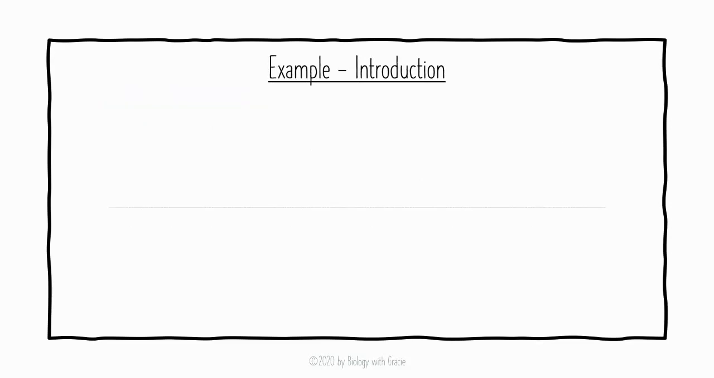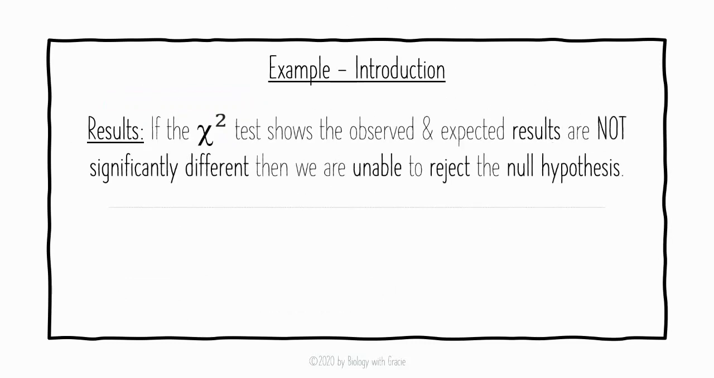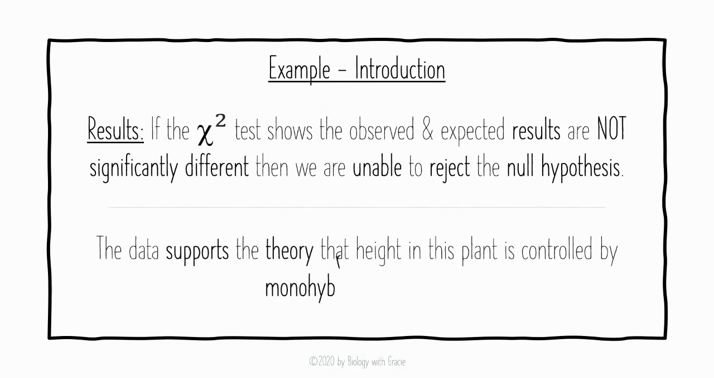We then have our results. If the chi-squared test shows that the observed and expected results are not significantly different, then we are unable to reject the null hypothesis. So in the case of our example, if we do find a similar 3-to-1 ratio of phenotypic tall to small offspring, then the data we have supports the theory that the height in this plant is controlled by monohybrid inheritance.